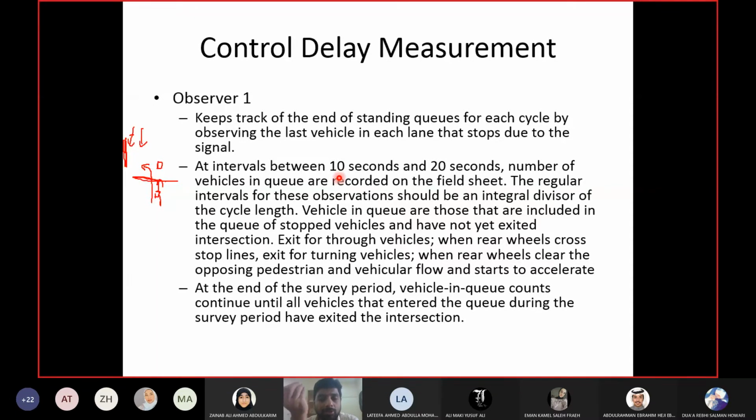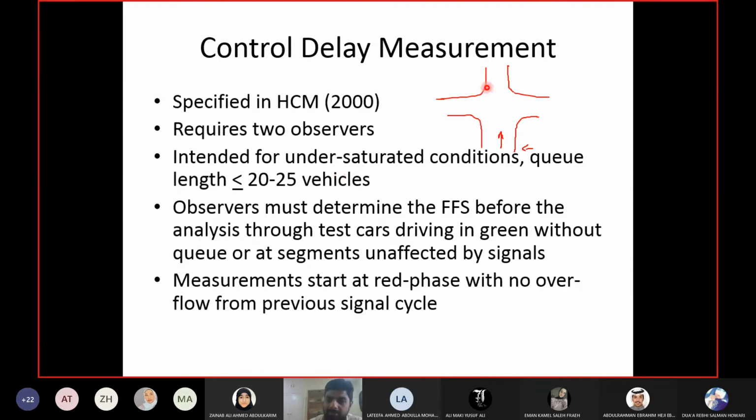First of all, let me explain the most important word, which is the cycle of the signal. A signal cycle means the time taken by the signal to complete all the movements on that intersection. So this is an intersection. The signal will become green for this side, then for this side, then for this side, then for this side, and after that it will become red for this side again.